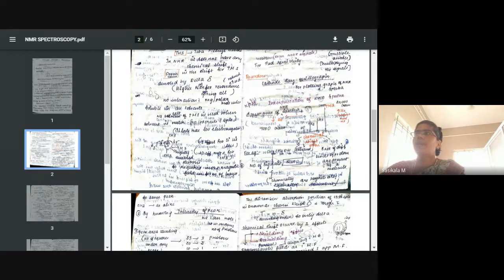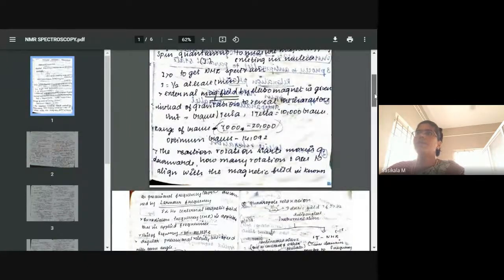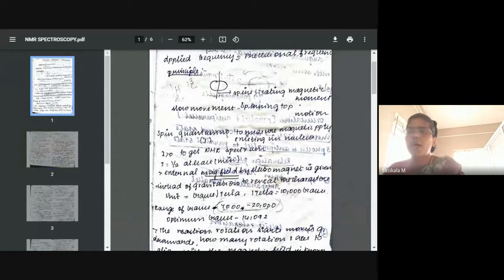What is nuclear magnetic resonance? It depends on the odd mass number nucleus. An odd mass number nucleus has a spin quantum number and exists with magnetic properties. The magnetic property exists with a precession frequency, which is measured in cycles per second, that is, hertz or megahertz units.